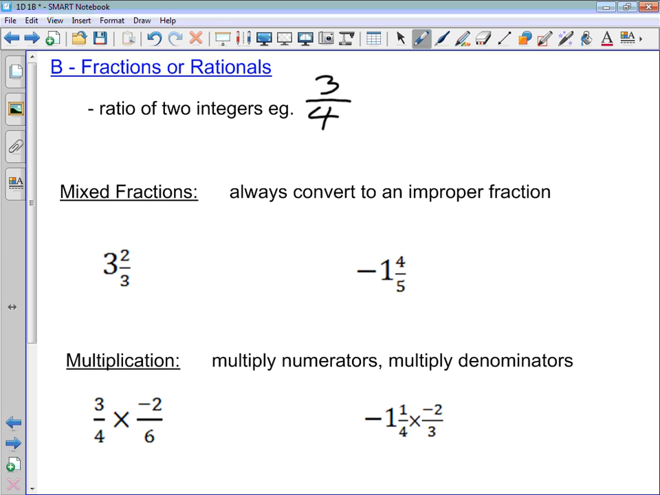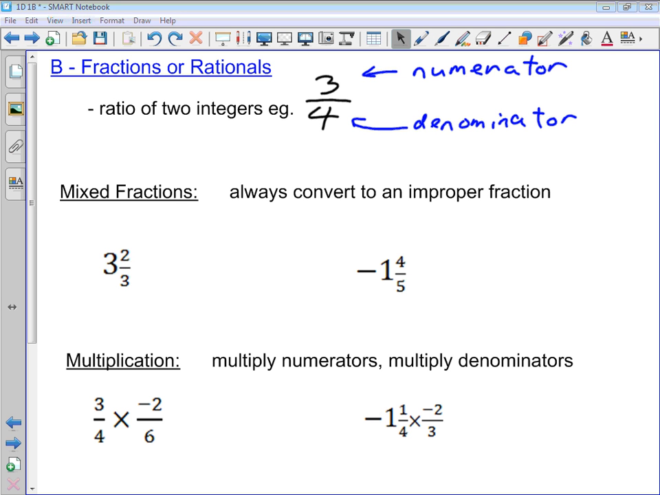So I'm writing them as one integer over another integer. So that's sort of two terms to keep in mind. The top is called the numerator, and the bottom here is called the denominator. Okay.